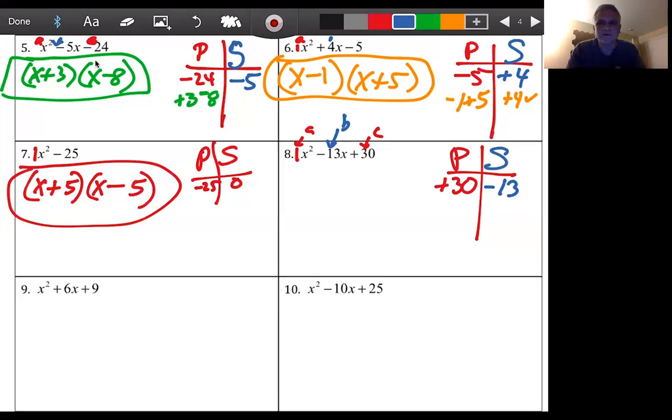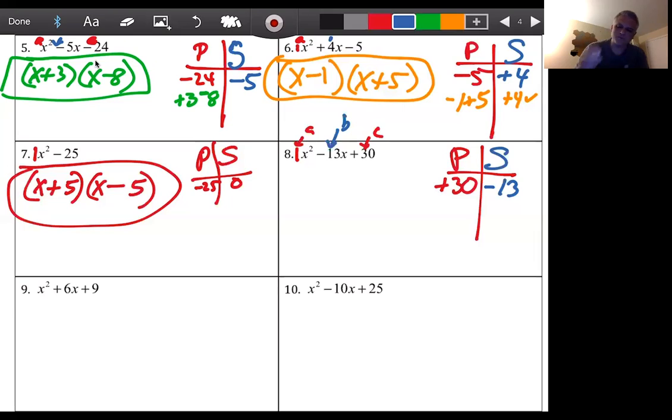Okay, so we got to come up with numbers that multiply to give you 30. Factors of 30. 1 times 30. Can I get a 13 out of 1 and 30? Nope. How about 3 times 10? Oh, maybe. 3 times 10, I could get a 13 out of it. How about 15 times 2? I could get 15 minus 2, possibly.